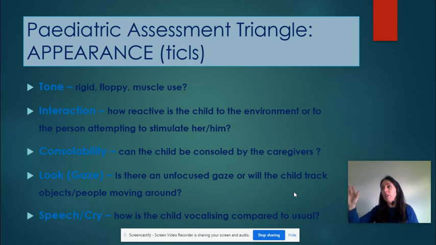Just be like, over here, over here. See if they look at you even for a second. If they don't, like I say, you're worried. And last bit, speech/cry. So again, this is dependent on the age of the child. So it's comparable to what they would normally do.